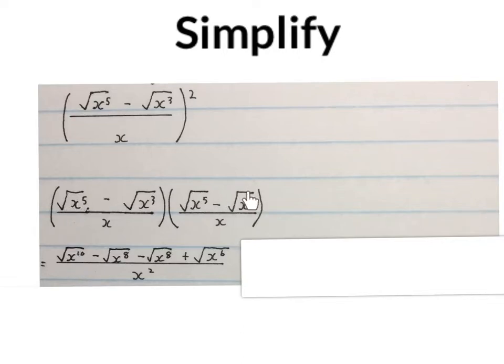This one times this one will give me this. This one times that one will give me this. And this one times that one will give me that. X times h will give me x squared.